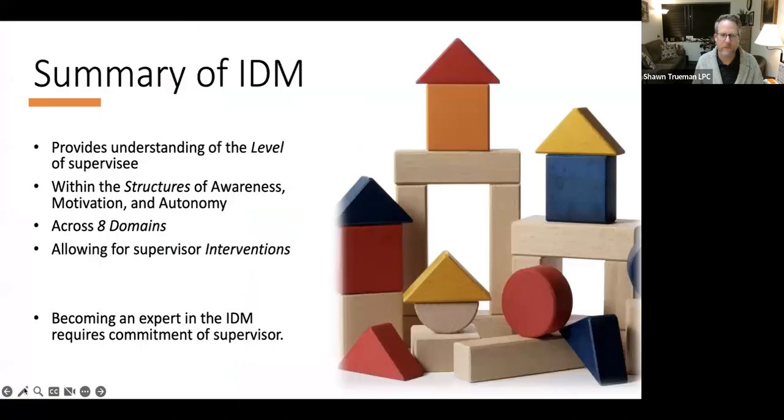as we've talked about before. So in summary of the IDM, this is a developmental model that provides an understanding of the level of the supervisee within structures of awareness, motivation, and autonomy across 8 domains of clinical work, and it allows for supervisor interventions with the supervisee. So if you're committed to this, you can become an expert in the integrated developmental model, even though it's a little bit more complex, but you've got to put some work into it as a supervisor.